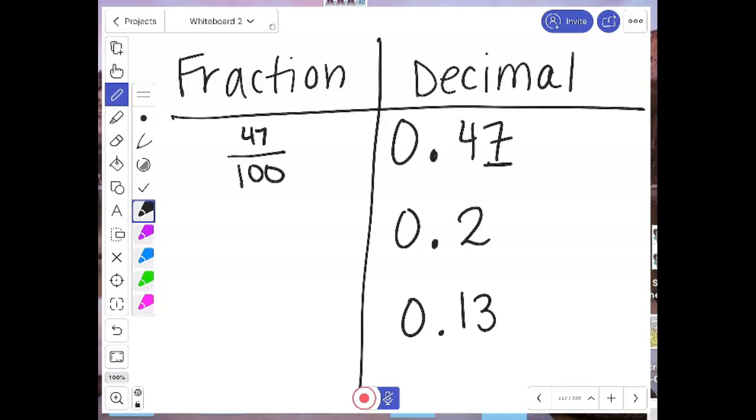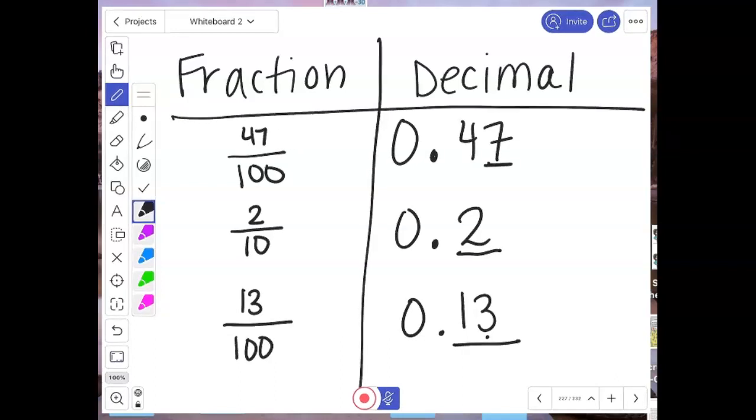So I say what I see. 2 is my numerator. Where is the 2? It's in the tenths, so it's 2 tenths. Say what I see. 13. Denominator is the last place value. It's in the hundredths place, so it's 13 hundredths.